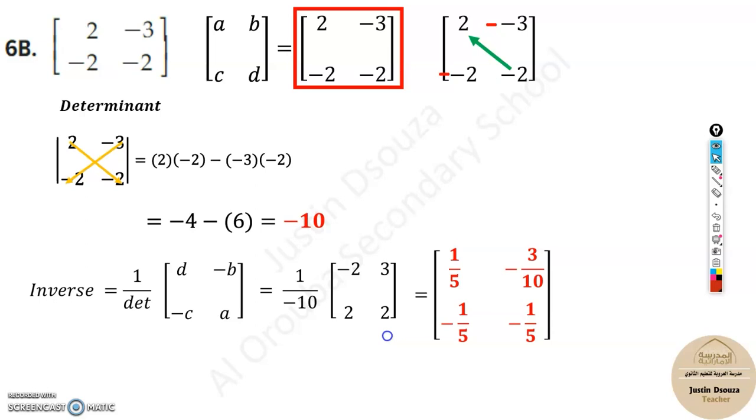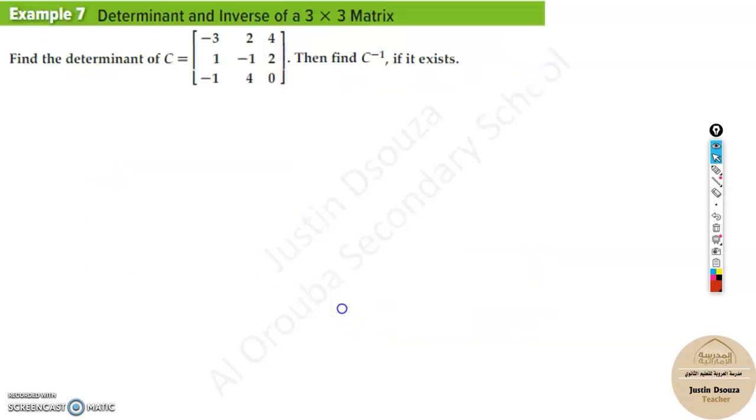To solve the inverse, you need to have the determinant. Now moving on to the 3 cross 3 matrix. First of all, I'll tell you how to do the determinant, which is very, very important. So all you need to know is this.